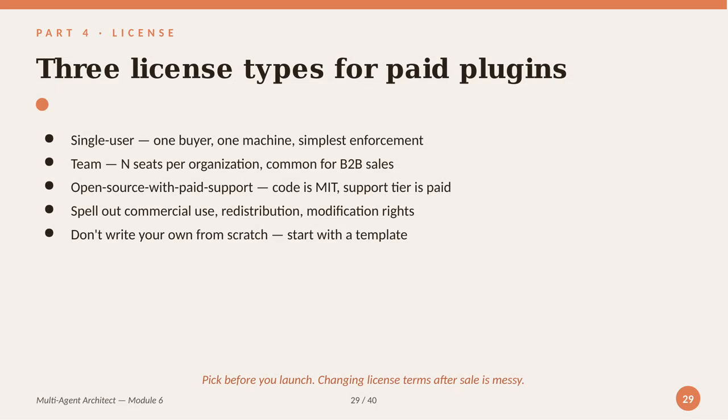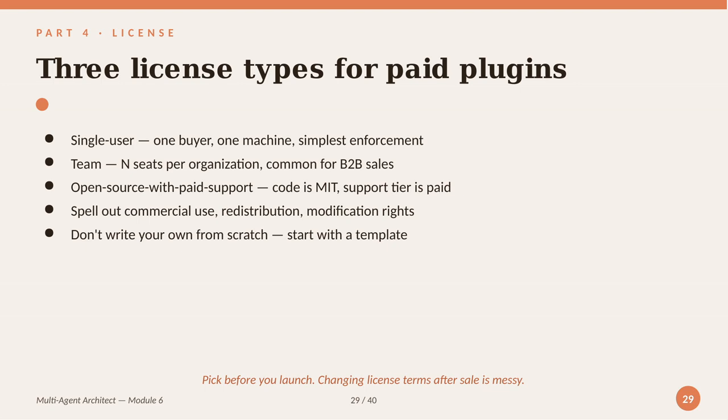License terms. Pick the right one before you launch. Single user license. One buyer, one machine, one human. Simplest enforcement. You're not really enforcing it, but the legal terms are clear. Common for individual developer tools at sub-$50 price points.